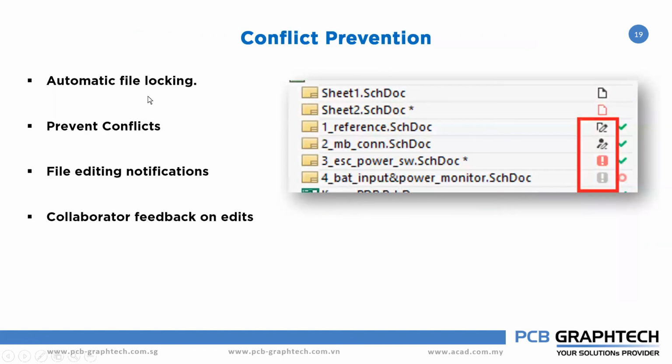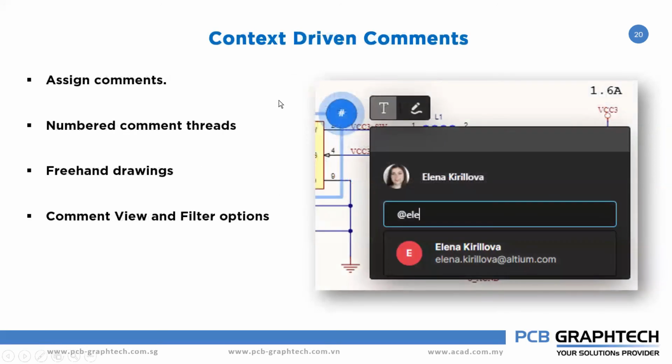Also, you can do automatic file locking, because it is under version control. When collaborating users are working on the same project, it prevents conflicts between one user and another, and it notifies the collaborators that this user is editing the project, and it locks it for them. But if a user wants to break the lock, this information will also be given to the other collaborating users. This is done inside Altium 365.